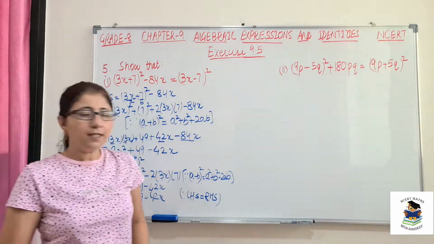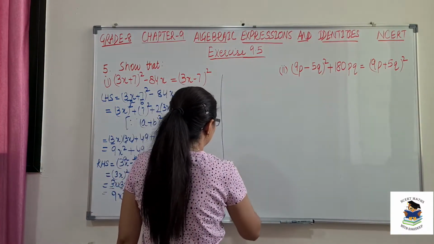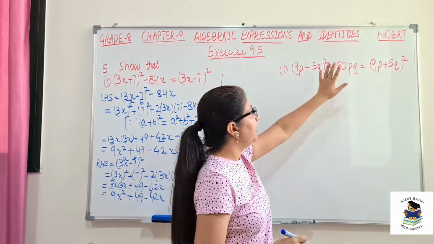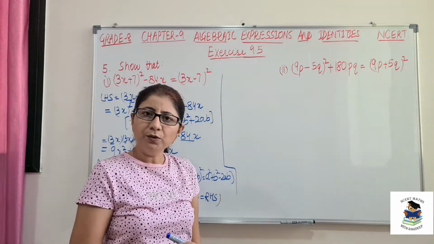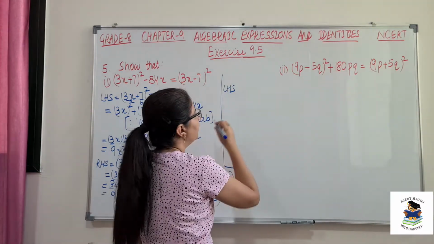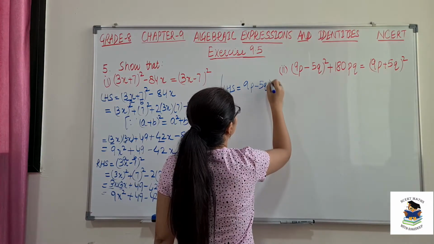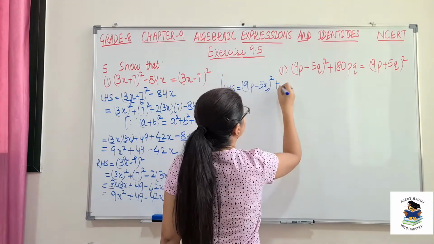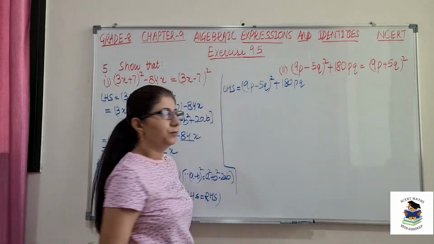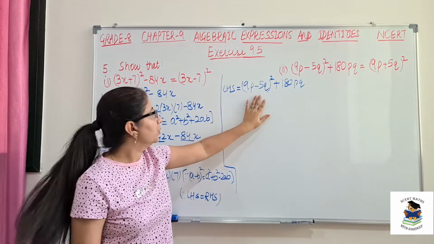Now let's see the second part. Here it is. Again, the left hand side is to be proved equal to the right hand side. So we will first check the left hand side. This is (9p minus 5q) whole square plus 180pq. Here again we can see this is the same as (a minus b) whole square.